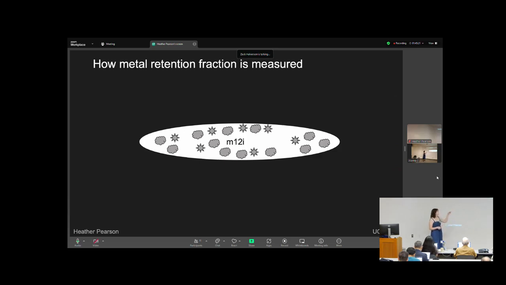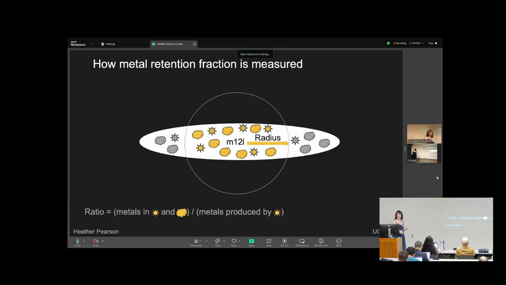So if we have a galaxy, M12I, full of star particles and gas cells, what I did was draw a sphere around the center of the galaxy up to some radius, and then compute a ratio using only the star particles and gas cells within that radius. The ratio is the total amount of metal stored in the gas and star particles, which we can know because the simulations store this information, and divide that by the metals produced by the star particles within that radius.